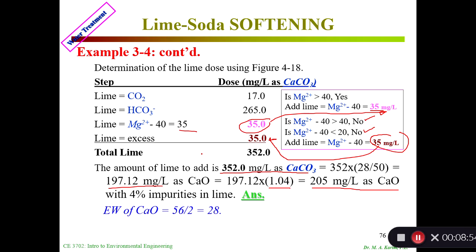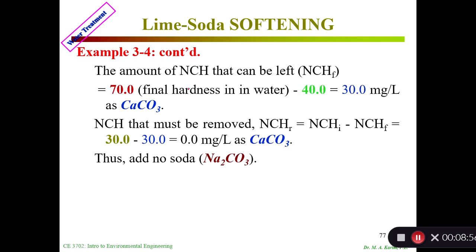Okay, now we'll do the non-carbonate hardness here. You remember this 70 we'll bring down to 17, and as I explained with the color, this is 30. That is the amount that can be left in the system. Now the amount that must be removed is initial minus final. Initial was 30 and final is 30, so it's 0. That means we don't need to remove anything, so we add no soda in this case to the treatment process.